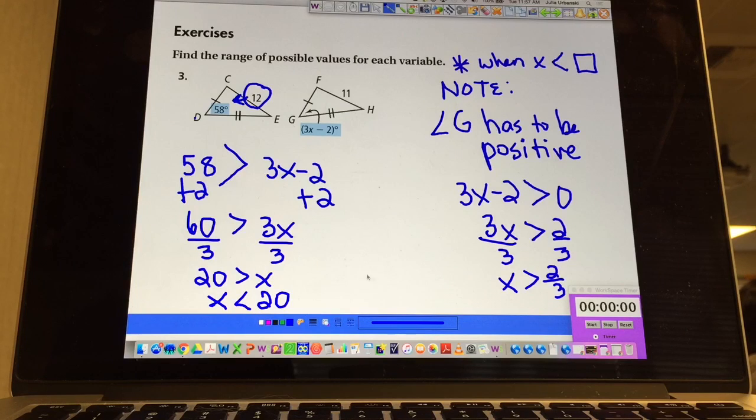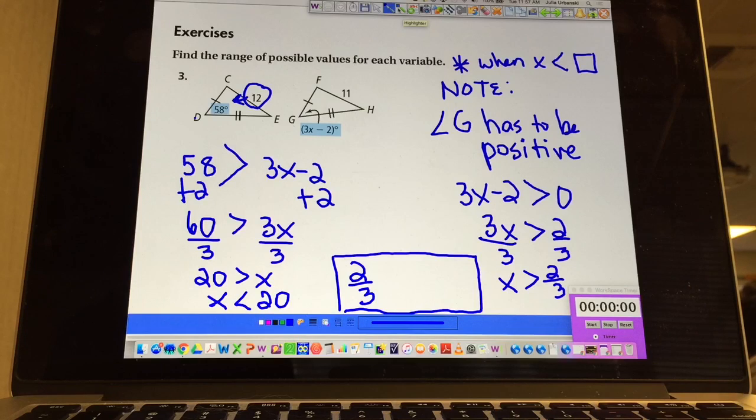So now think about it. I want to write my final answer right here. What is the smallest number I should put on the left? 2/3. Good. I found this boundary right here, 2/3. And what's my biggest number I should put? 20. So we're going to write it just like we did the other section. 2/3 is less than x, which is less than 20. If you change it to a decimal, that's okay too.